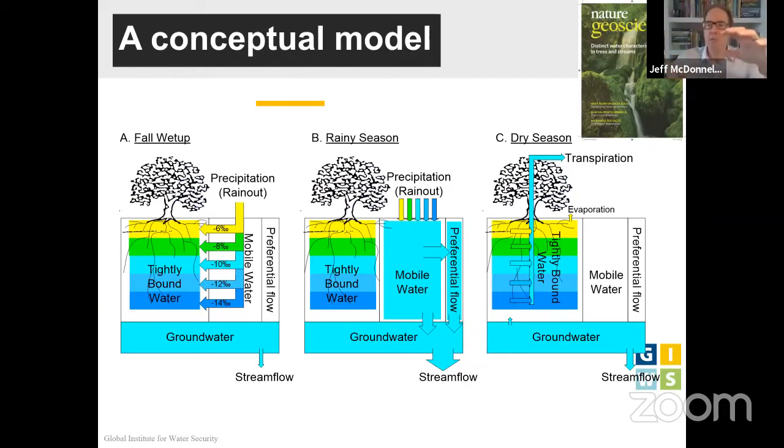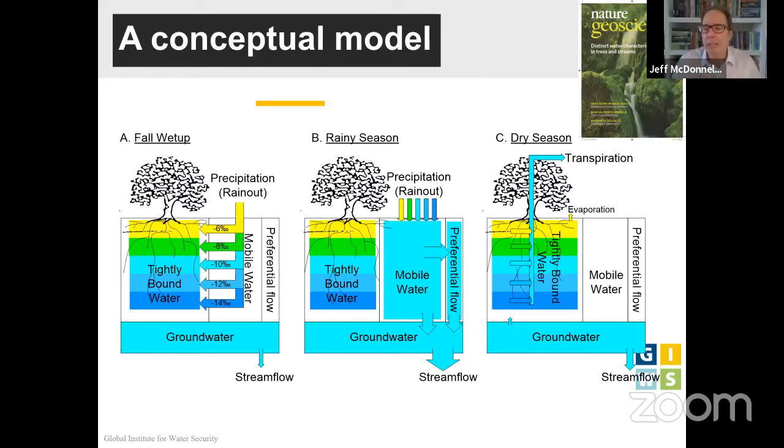But that rain moves through the soil, it seems, in a more preferred way, not mixing or displacing that more tightly bound recharged water. And then 6 months later, when the trees wake up, as it were, and start transpiring, they start transpiring the water that had recharged 6 months earlier.